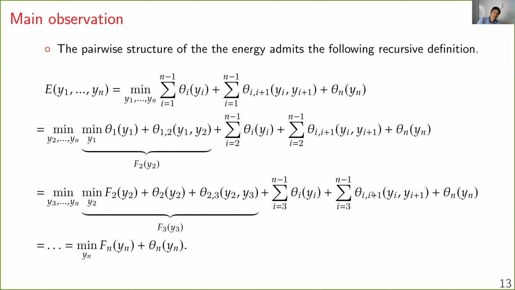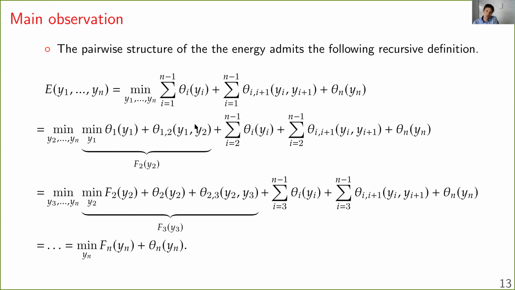So now here is the main observation why this problem actually can be solved efficiently. When we write down again this energy, we see that we just put together the first unary term and the first pairwise term. So we have theta1 of y1 plus theta1,2 of y1 and y2. Actually, we can just sort out the minimization with respect to y1 for these two terms and give the resulting function the name f2 of y2. So if you minimize out y1, we have a resulting function f2 that just depends on y2.